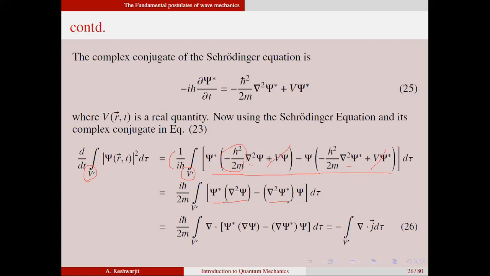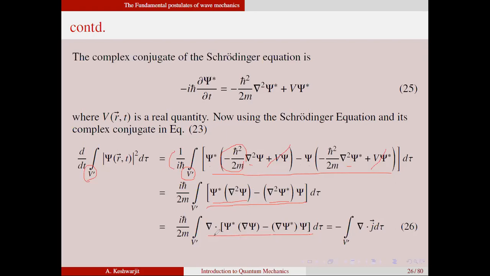Now we use Green's second identity, the property of divergence, and this expression is nothing but equal to this expression. Now we are using a property of divergence. So psi star Laplacian psi minus Laplacian of psi star psi is equal to nothing but the divergence of psi star gradient psi minus gradient psi star psi.